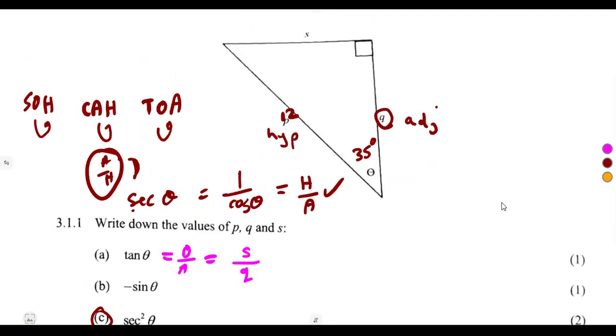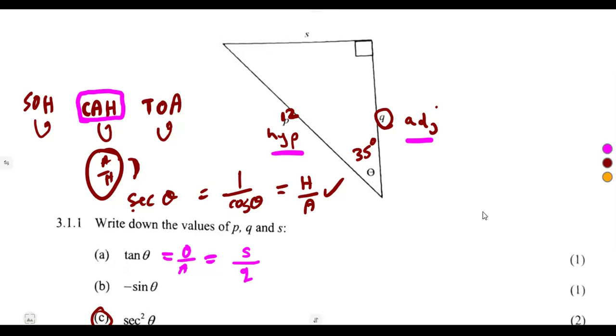Use the ratio which is what you are given. You are given 12, which is the hypotenuse. And you are asked to find the adjacent. Is there a ratio of this that has got adjacent and hypotenuse at the same time? Adjacent and hypotenuse at the same time is there on a cos. So we are going to use the ratio of a cos to answer this question.